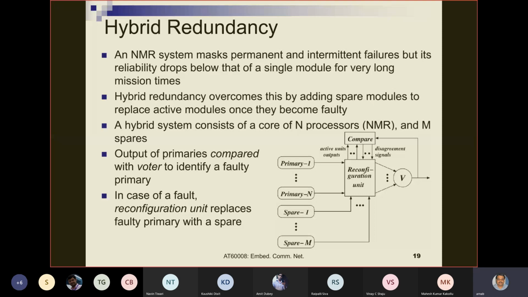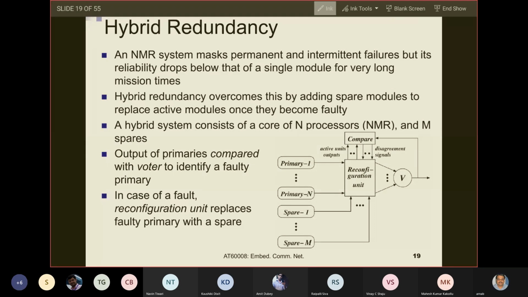Okay. So in any case, you have these N primaries, and the outputs of these N primaries go to the reconfiguration unit. Then it is voted, and the voted output comes out. That is fine. Up to this is an M of N system. This is fine, no issues. Now the output also goes to a comparison unit. In this comparison unit, the output of each of the primaries is compared with the output of the voter to find out which of the primaries are not working correctly. See, the output of the voter is always the correct output because it's the majority output.